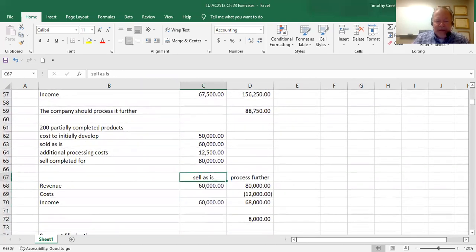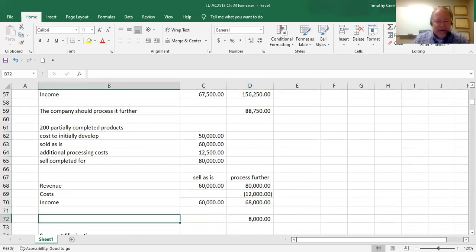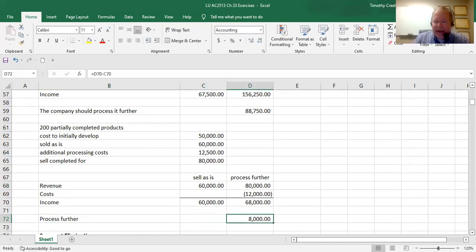So in this case, if they sell as is, they'll sell it for 60,000. If they process further, they'll sell it for 80,000. They have no additional cost if they sell as is, 12,000 if they process further. So basically they will make 68,000 if they process further, 60,000 if they sell as is. So they should process further because they will make an additional $8,000.